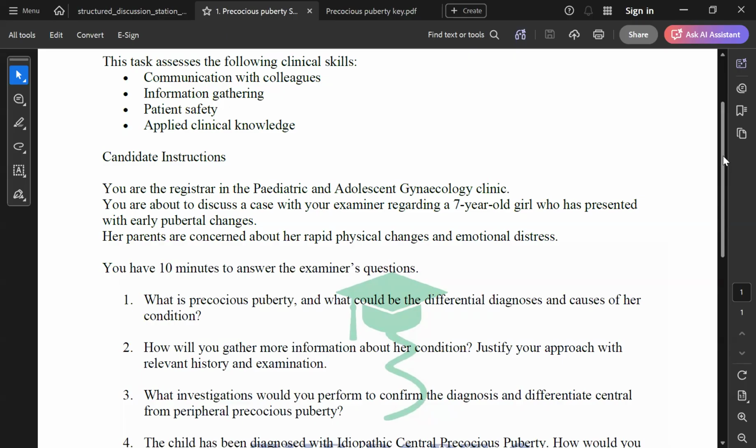I would like to do a transabdominal scan for this patient to see if there are any pelvic masses that can be identified. And in case the scan is not convincing, I might go ahead to do an MRI for this patient.